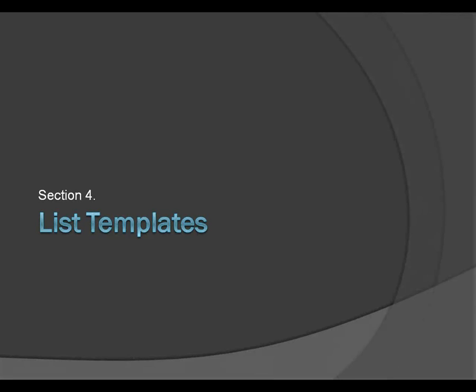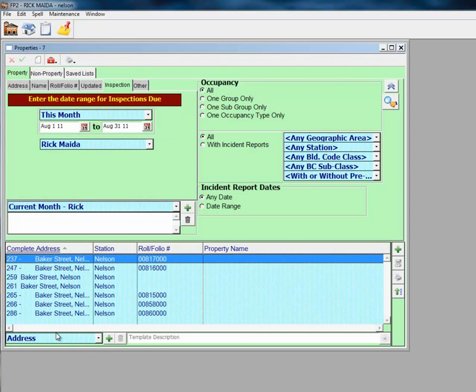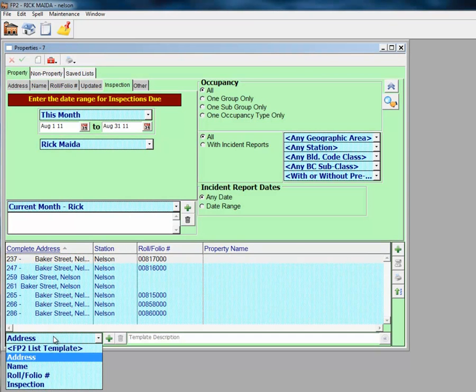Section 4, List Templates. List windows don't just let you save searches, they let you save list templates as well. List templates determine what information is displayed in the list component of the list window. There are 3 parts to each list template: the columns that are visible, the order and width of the columns, and the column sorting options.